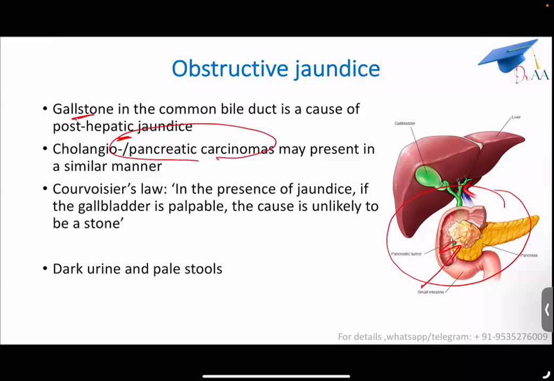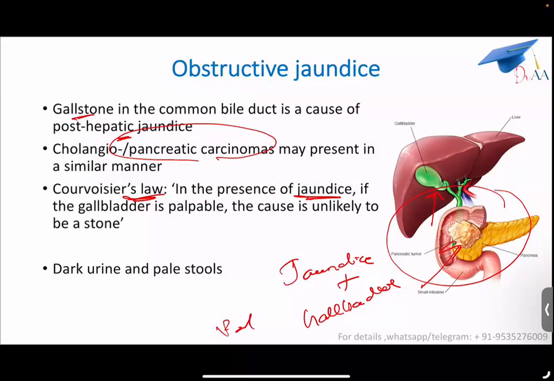There is a law there. What does this law say? Whenever there is jaundice and you're able to palpate the gallbladder, jaundice plus a palpable gallbladder, if these two are present, then it is unlikely to be a stone. Think of cancer in these patients. As it's an obstructive jaundice, they'll present with dark colored urine and pale colored stools because of urobilinogen, as discussed previously.